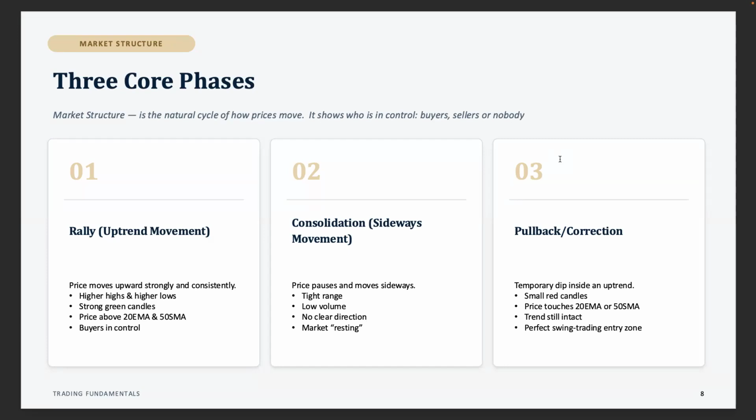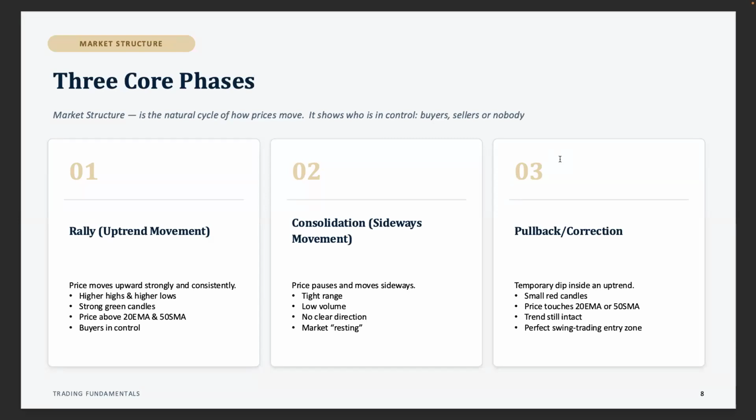The second thing you may notice, depending on the stock that you pick, is what we call consolidation. That is sideways movement. When the price is not going up, it's not going down, it's just moving within a limited band, then we say that stock is in consolidation phase. And the third phase is the pullback or the correction, which is basically when the stock is dropping in value.